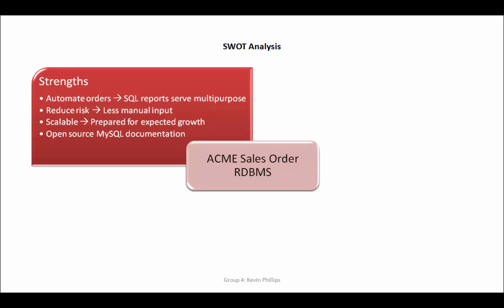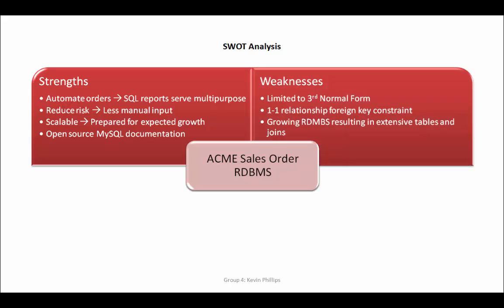Due to user simplicity, we are restricted to the third normal form and one-to-one foreign key relationship constraints. Also, our projected weakness may be present with greater growth. As more tables and joins are implemented, execution times and costs increase.